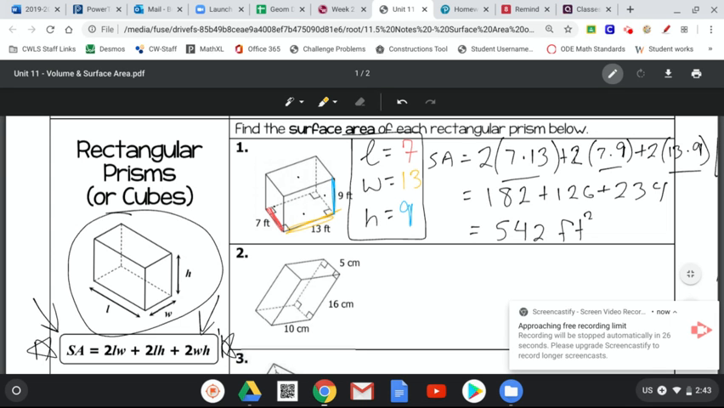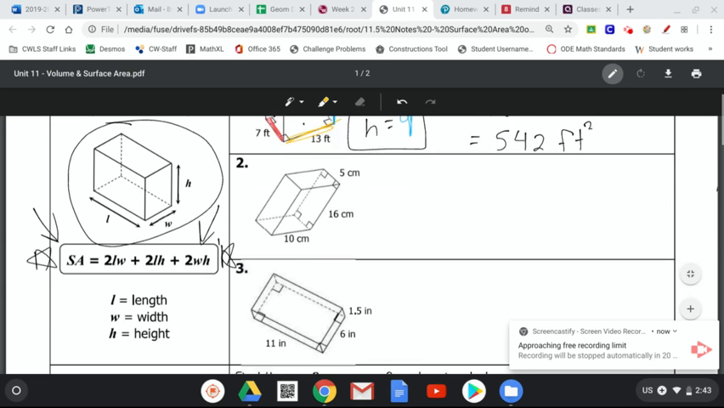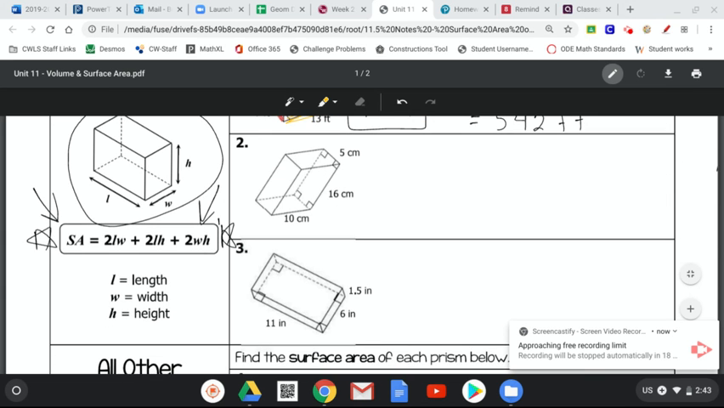All right, for the second one, we have the same thing. I'm going to set up the same way and find a length, a width, and a height. For this, our length, and this is where they give you 5 up here, but 5 is also the same length down here.